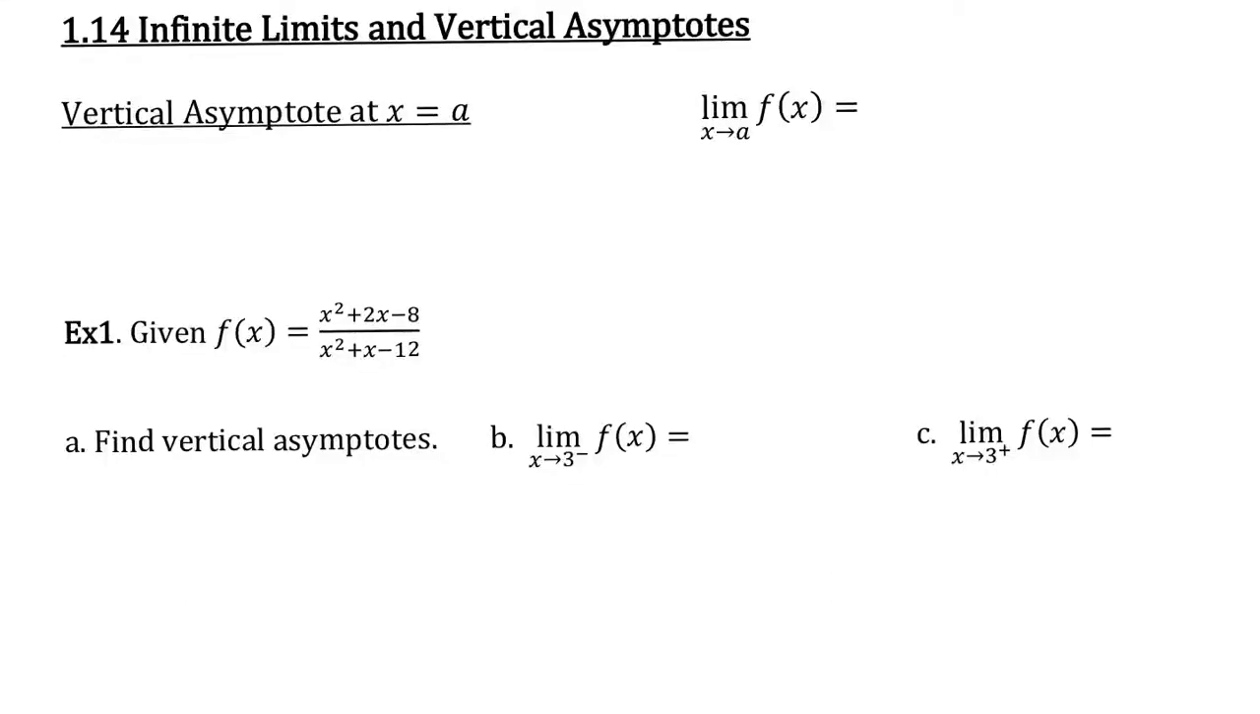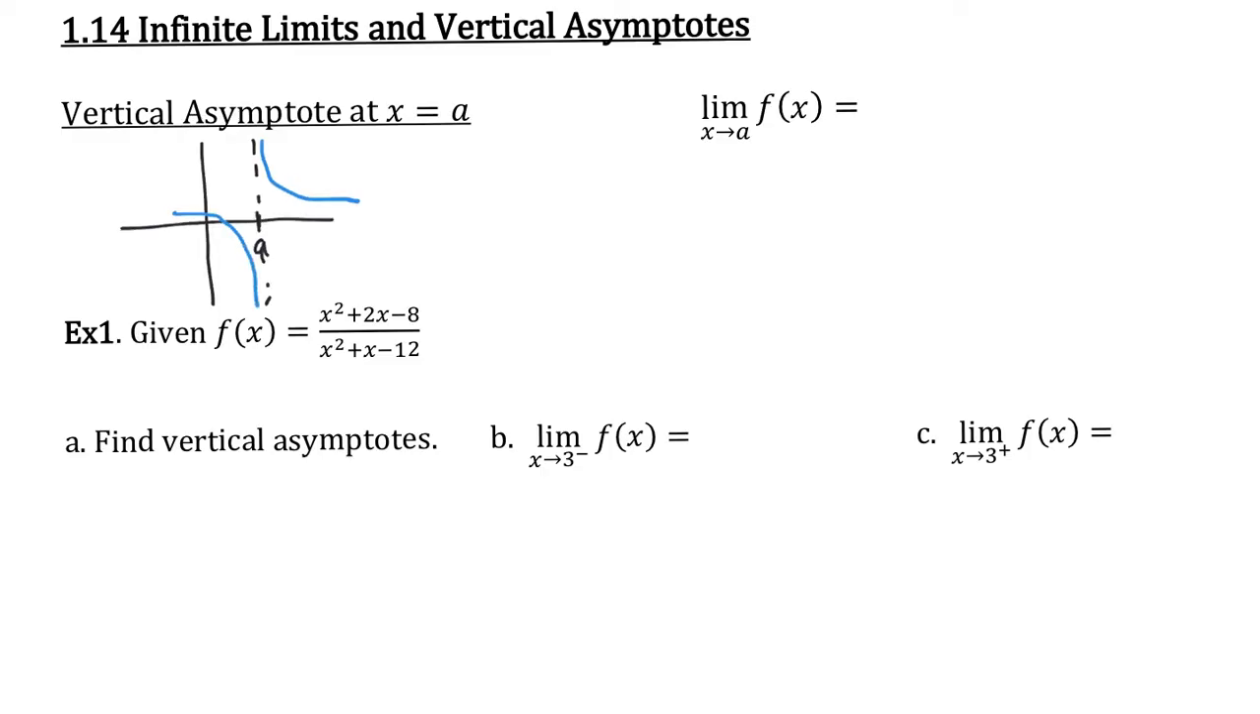In 1.14, we're considering infinite limits and vertical asymptotes. I'm going to sketch a graph with the vertical asymptote at x equals a. I'm making up a point. This is my vertical asymptote. I'm going to draw a made-up graph. Maybe it's going like this. Maybe it's going like this.